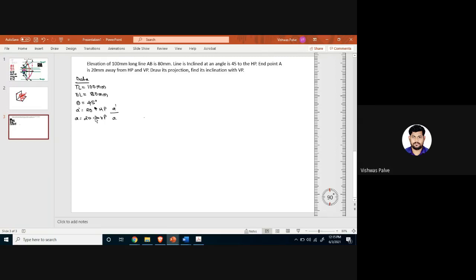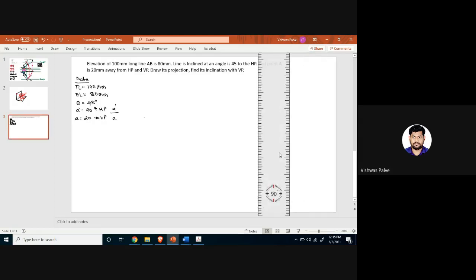So we have extracted the data. Any difficulty in extracting the data? No sir. See, in your term test, there will be problems from engineering curves. There will be problem from projection of lines. And you have a limited time, right? In 1 hour, you have to complete engineering curves, you have to complete projection of lines.